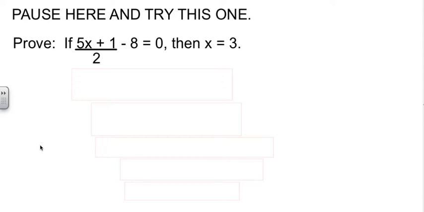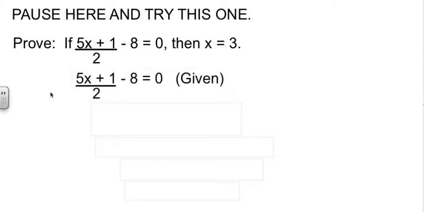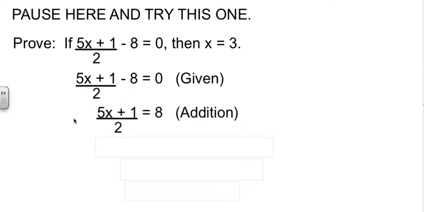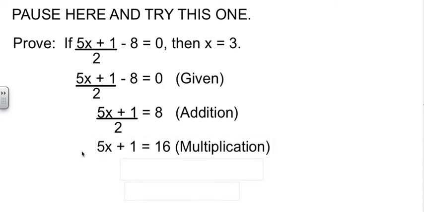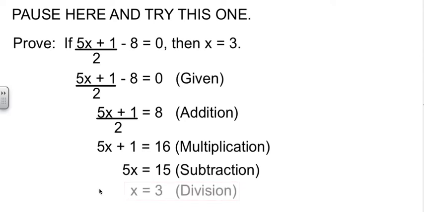So we're trying to prove if 5x plus 1 all divided by 2 minus 8 is equal to 0, then x is equal to 3. Well, we start from our given information, from the hypothesis. Now, how would we work to get x alone? First, we would add the 8 to move it to the other side. Add 8, 0 plus 8 is 8. Then we would multiply by 2. Then we would subtract 1. And then we would divide.